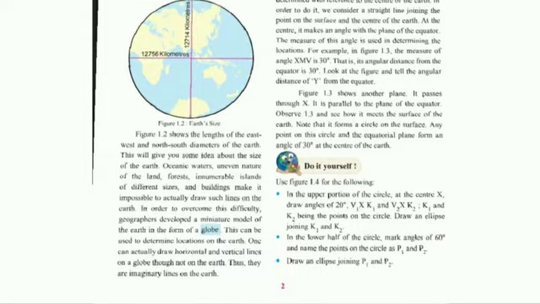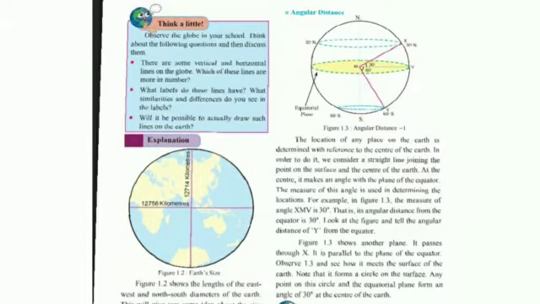This can be used to determine locations on the earth, because of which we can draw lines on the globe. Thus they are imaginary lines on the earth. It means actually we are not drawing lines on the earth, we are drawing lines on the globe, and we are imagining that these lines are drawn on the earth. So now the next one is angular distance.